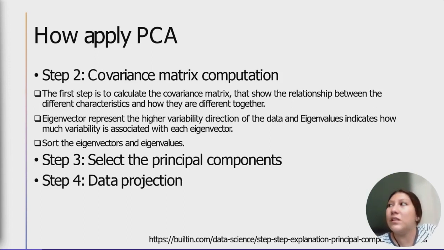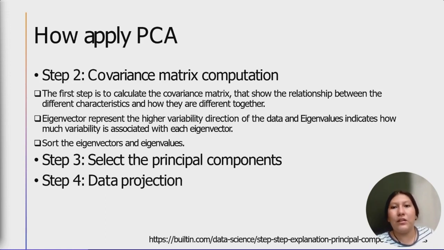Step 2 is the covariance matrix computation. The covariance matrix is a crucial concept in PCA, an important part, because it provides a measure of how much two random variables or features change together. It also helps us to understand the relationship between different features and how they vary together.